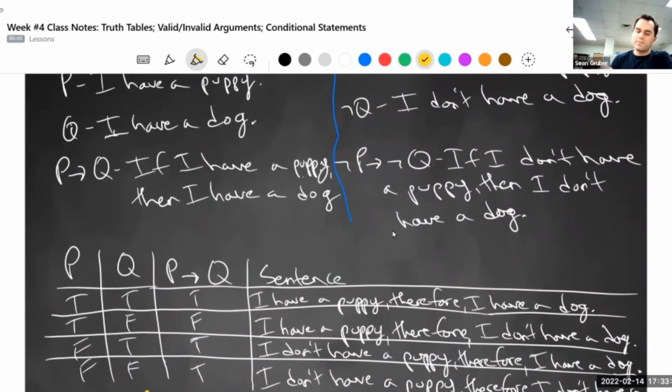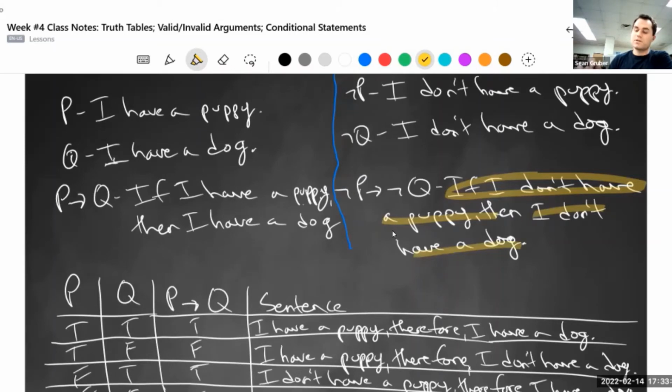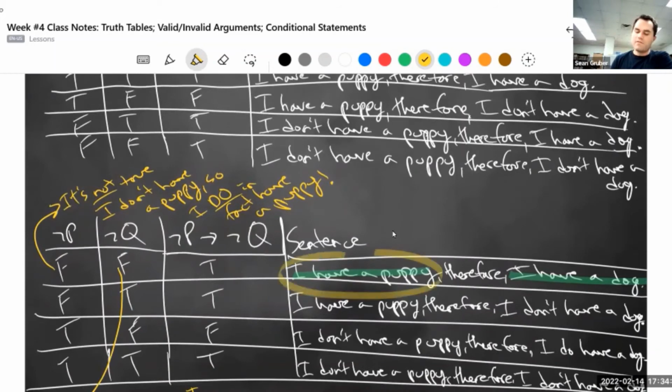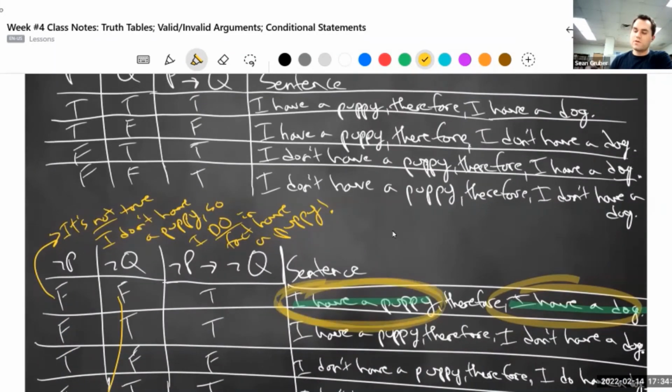Remember, we're looking at a new promise now right here. The new promise was, if I don't have a puppy, then I have, or excuse me, let me say that again. If I don't have a puppy, then I don't have a dog, right? That is the promise. If I don't have a puppy, then I don't have a dog. In this case, I have a puppy, therefore I have a dog. Okay, well, again, this promise is irrelevant because this promise was only about if I don't have a puppy, right? But in this case, I do have a puppy, okay? So we're okay with this being true.